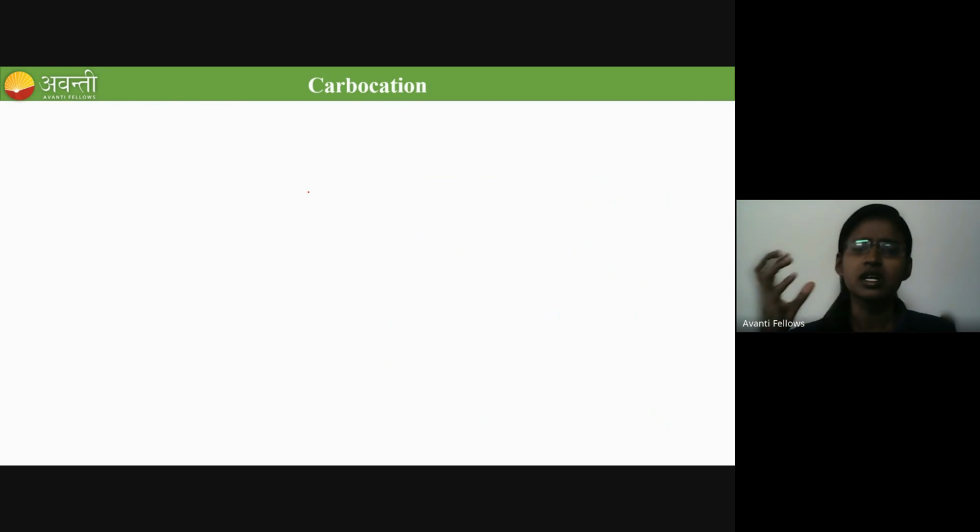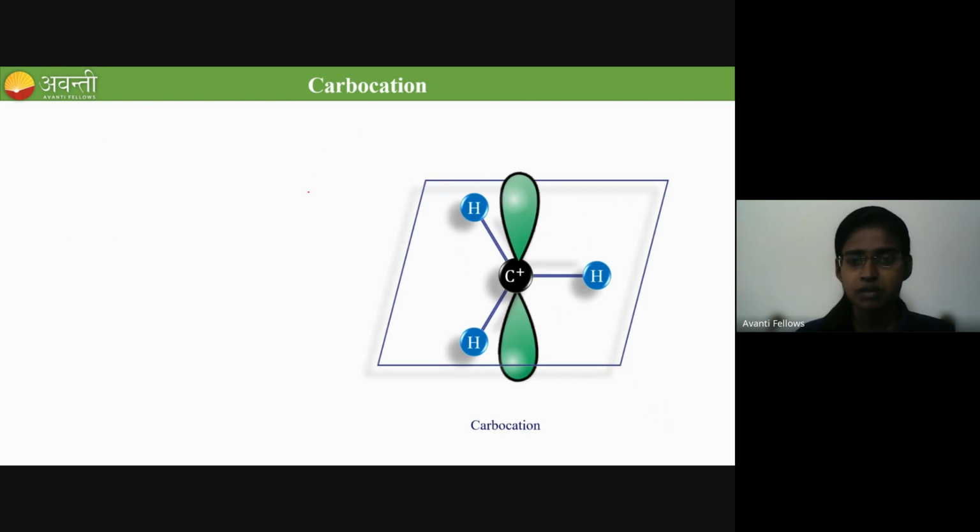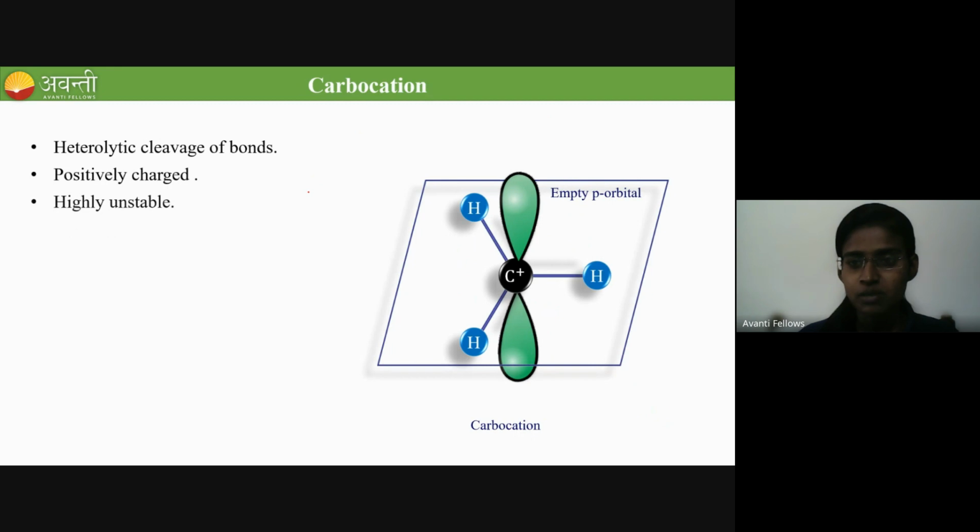Okay, Stephen. So the next is carbocation. If a carbon is bearing a positive charge, then we call that a carbocation. So CH3 plus is called a carbocation here. It is formed by the heterolytic cleavage of a bond. It is a positively charged compound. And here we have an empty p orbital. It is highly unstable again, since it is also an intermediate.